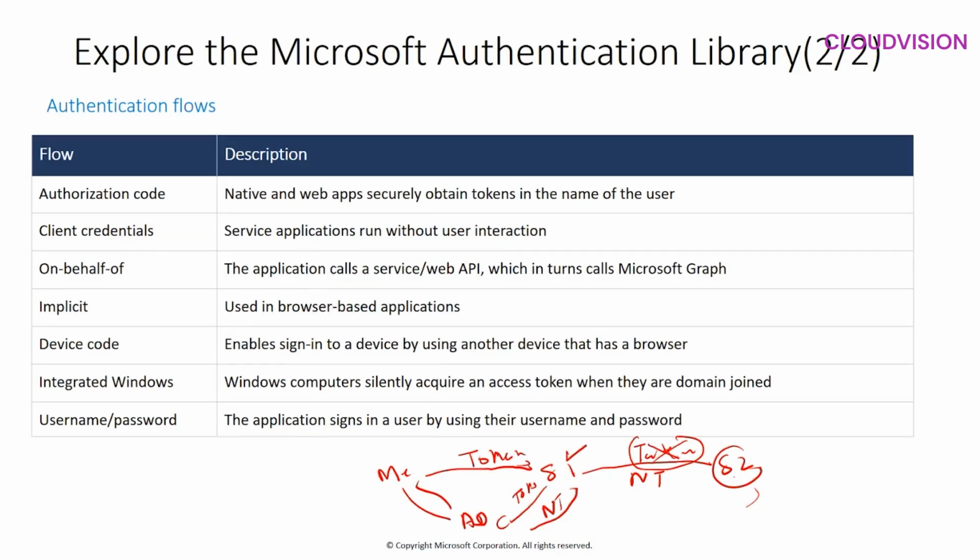Implicit, we can use implicit. It is basically a user-based application where the user is maintaining their own username and passwords. Device code authentication is the example that I will show you.